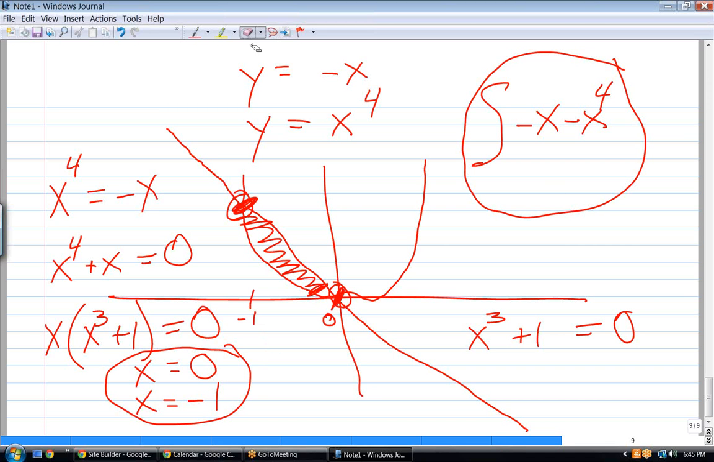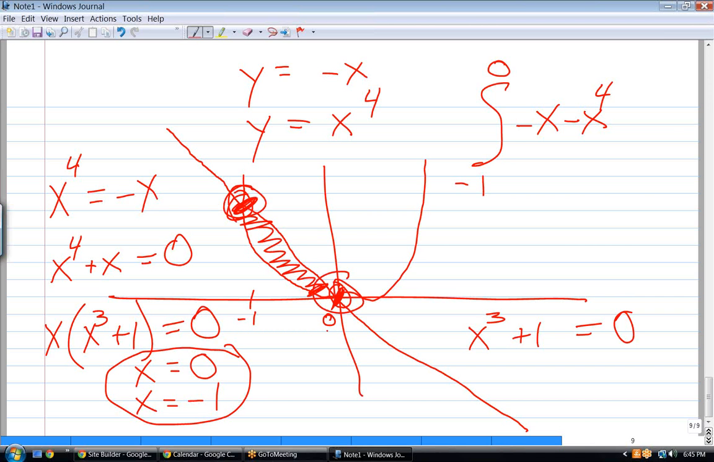So what are my limits of integration going to be? Negative 1 to 0. Always go from left to right. Right. And the lower limit of integration is that point. The upper limit is that point. And again, if you reverse these, you're going to get a negative answer instead of a positive answer.